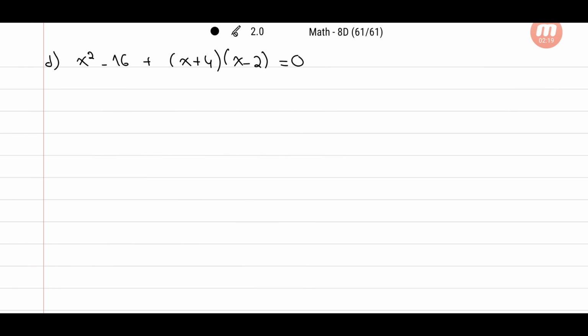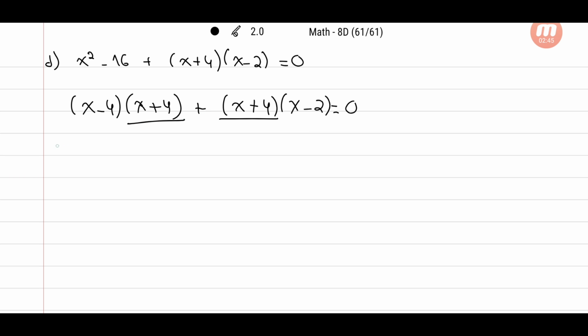Now for part D, I also need to factorize it. So x² − 16 is (x − 4)(x + 4), because it's a difference of two squares, (x − 4)(x + 4) plus (x + 4)(x − 2) equals 0. Now I take x + 4 as a common factor, open brackets, and divide. I'm left with (x − 4) + (x − 2) = 0.